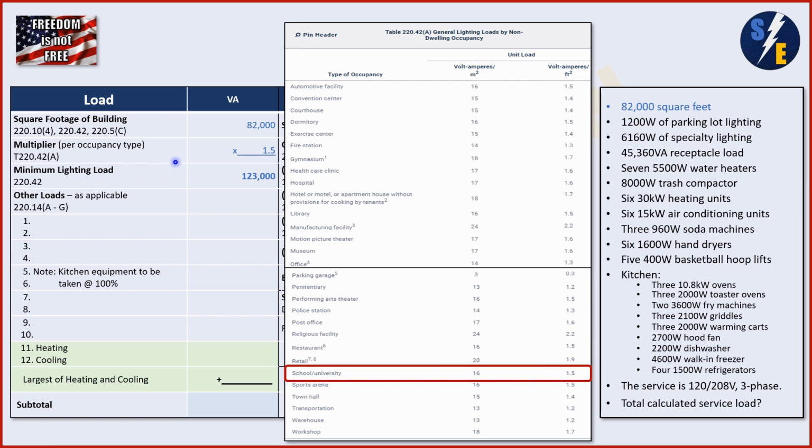So we're going to take 82,000 times 1.5. That gives us a minimum lighting load of 123,000 VA. Okay, now here's something interesting. There was a change done between 2020 and 2023. When the 2023 code came out, they did change this whole table considerably, and they changed some of the values.